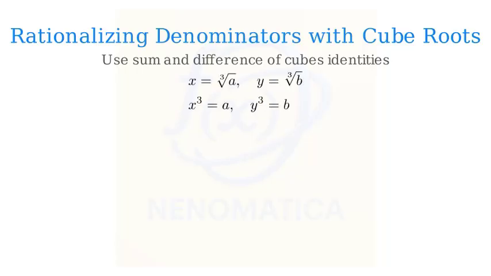Let x be the cube root of a, and y be the cube root of b. Then x cubed equals a, and y cubed equals b. Using this, we can connect to the sum and difference of cubes identities.